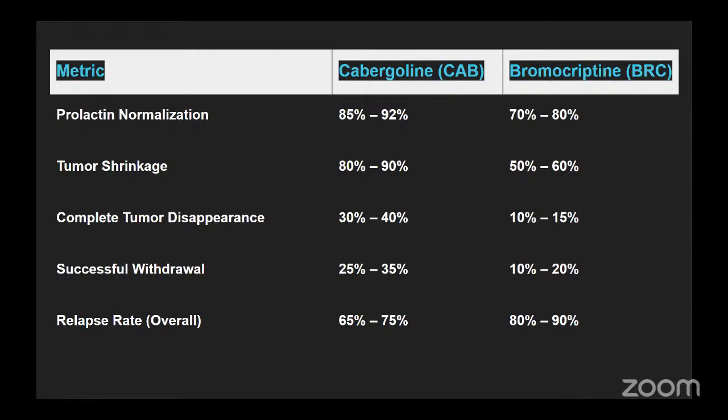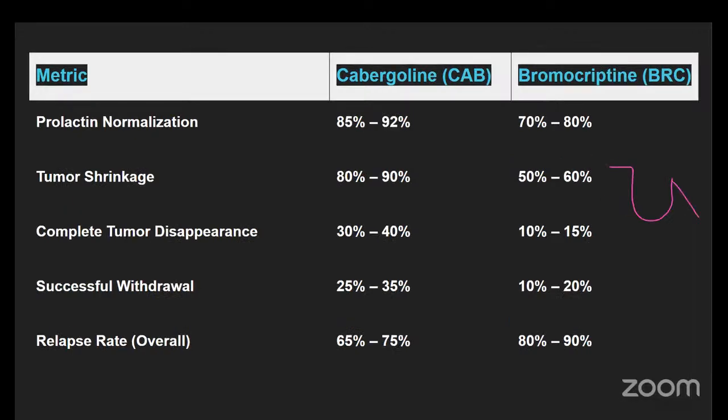There is a huge tumor. Let me draw here. Hydrocephalus? No. We are assuming that the tumor is shrinking, right? This is the lesion, and this is the sella. This was a huge lesion which completely filled out the sella. And then you started this patient on a dopamine agonist, and the tumor started shrinking.